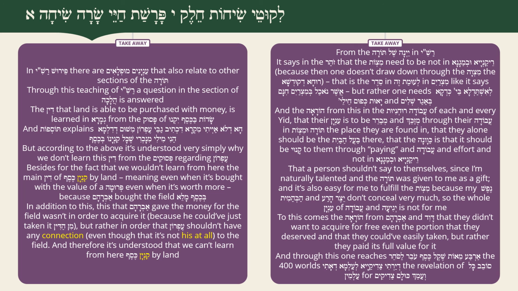And through this, one reaches arba meios shekel kesef over lasocher, the 400 worlds. Refers to the 400 worlds. Yirshu tzadikim aretz, that tzadikim will inherit in the next world, which is the revelation of sovev kol almin, and it's for all Yidden, because it says v'amech kulam tzadikim, all the Yidden are tzadikim.